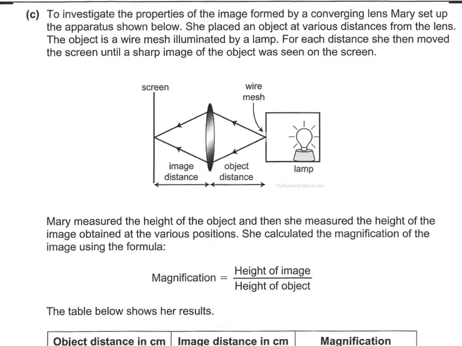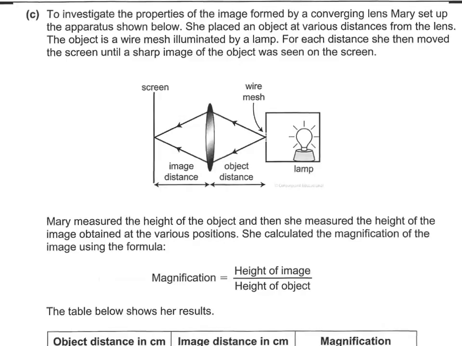It says to investigate the properties of the image formed by a converging lens, Mary set up the apparatus shown below. She placed an object at various distances from the lens. The object is a wire mesh illuminated by a lamp. So it's basically a grid of wires which you can then tell when it's in focus.